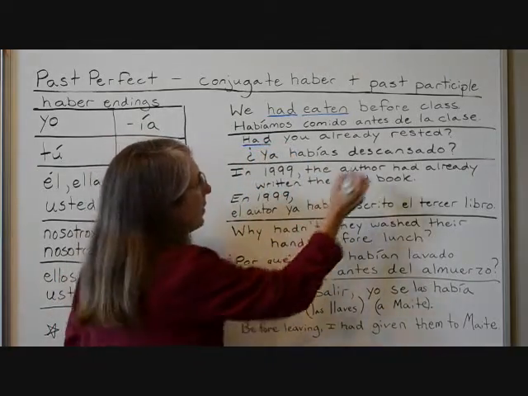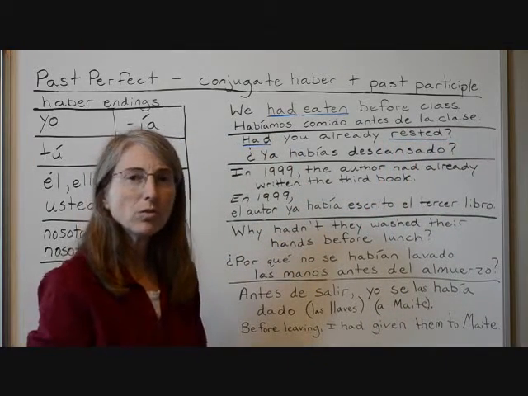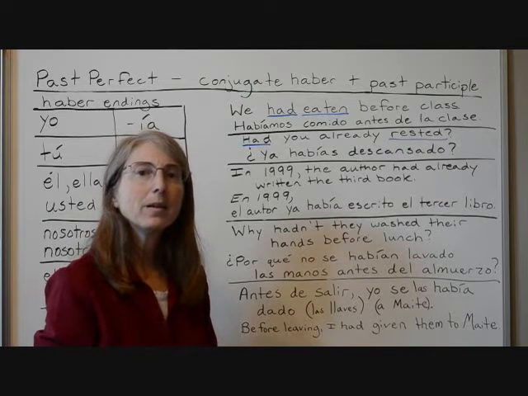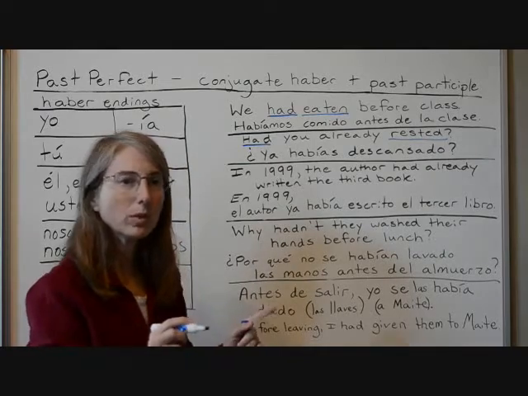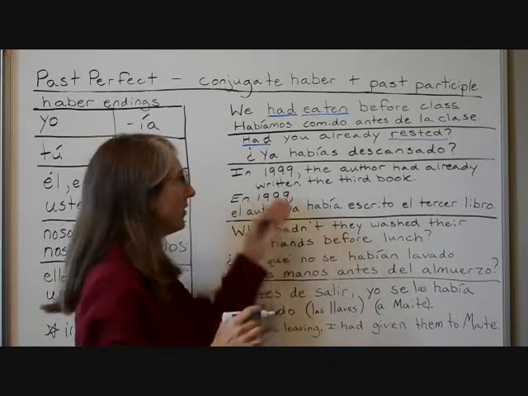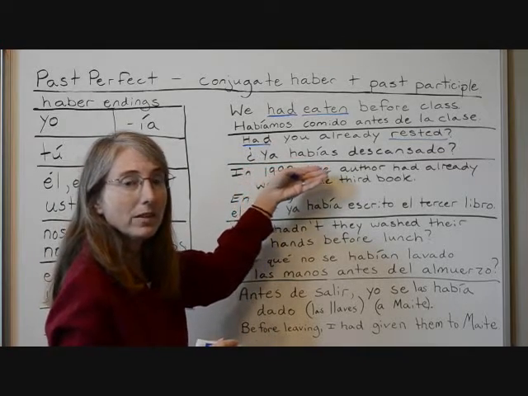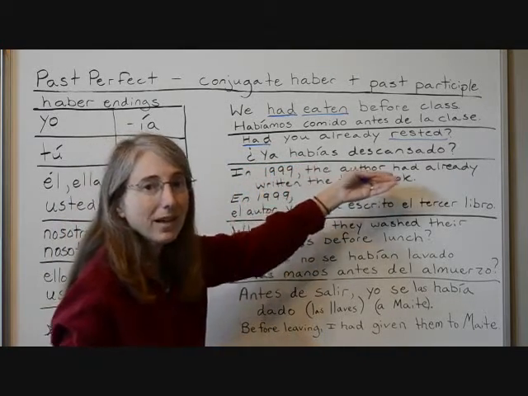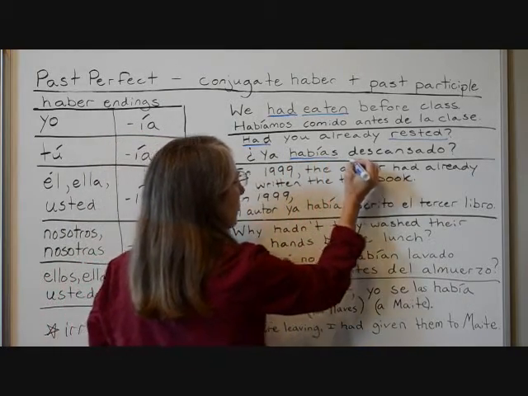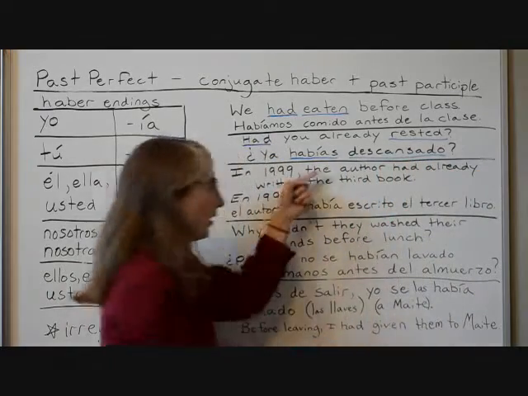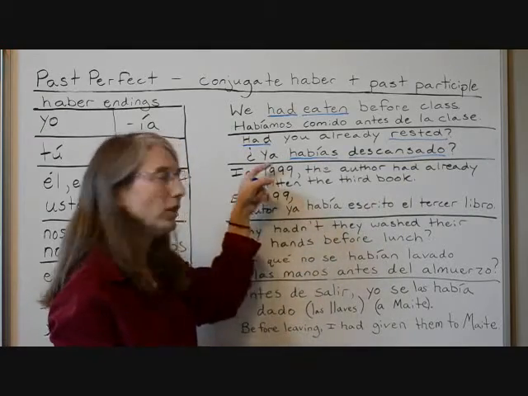See, there's had, and there's your past participle. And in Spanish, we can use the word ya to mean already, but ya has to come before both of those verbs. It can't come between them. So in Spanish, we have to say ya, and then the past perfect tense of the verbs. Habías descansado. Ya habías descansado. So in Spanish, haber and the past participle always stay together. The ya would come before.